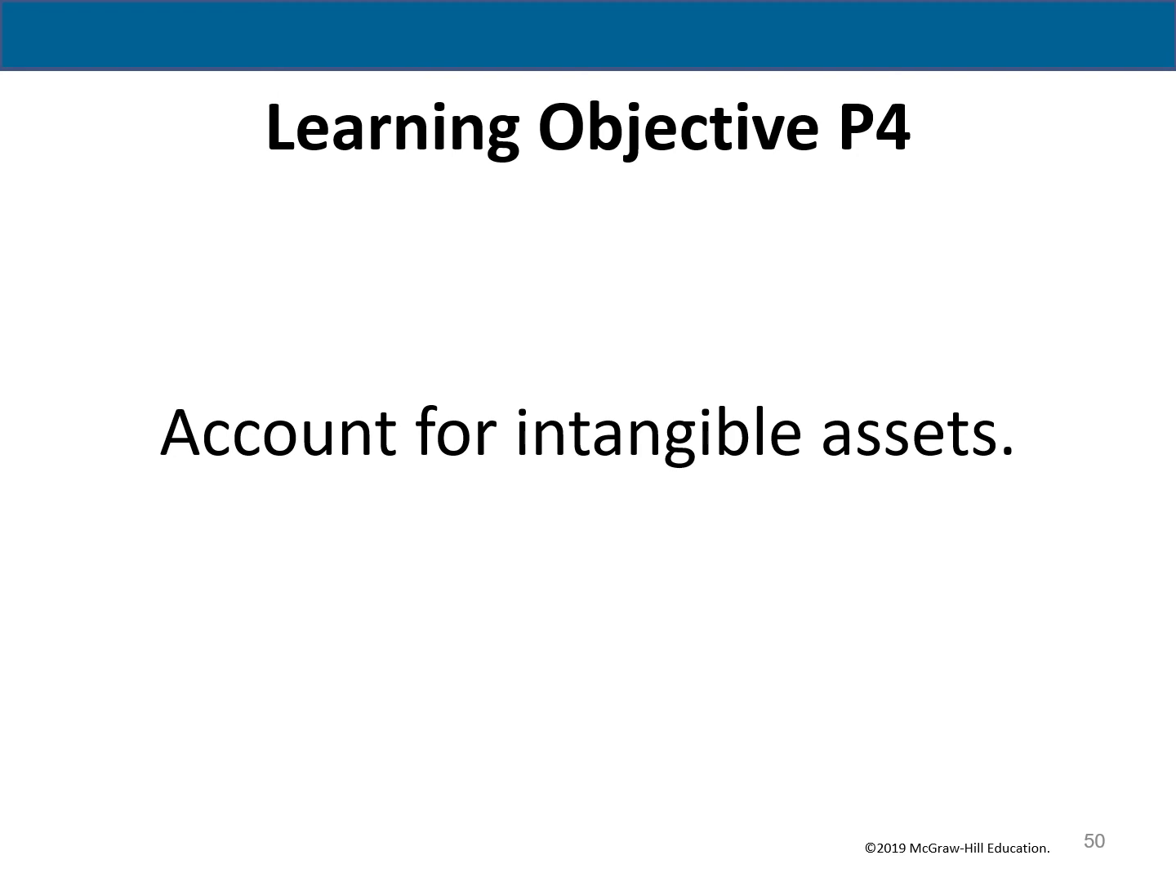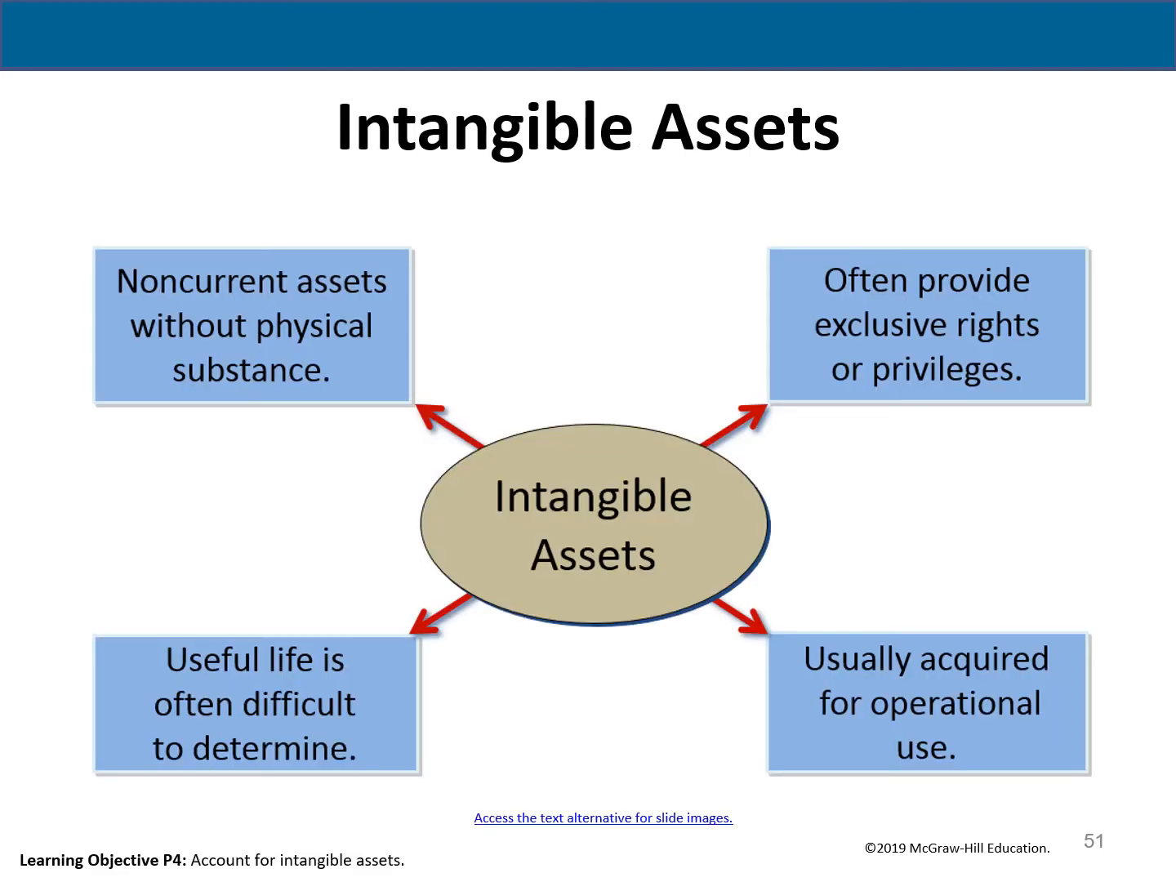The final asset we're going to talk about, we have 2 or 3 slides on, are intangible assets. So what's an intangible asset? It's an asset that lacks physical form, and you could think of it as legal rights. It's non-current. It provides exclusive rights or privileges. And you can either create it or purchase it. You usually have it for operational use, and sometimes it's difficult to determine how long you're going to use it.